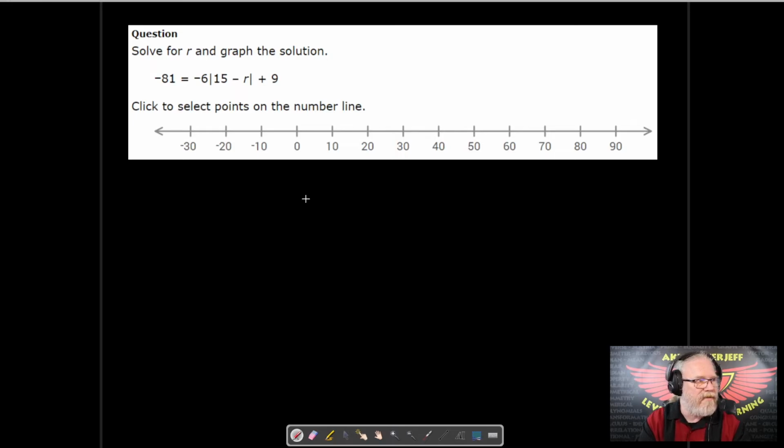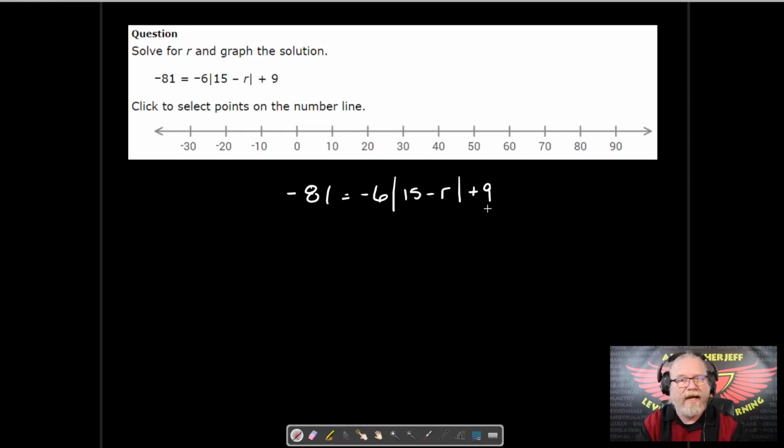And here I have negative 81 equals negative 6 times the absolute value of 15 minus r, and to that we have to add 9. So we've got a few steps here to do, right? We've got to get this absolute value of 15 minus r by itself. That is to say, we have to isolate it. But it's being multiplied times negative 6, and to that value is also being added the value of 9. So we need to undo the addition before we can deal with that multiplication over there. So let's go ahead and subtract 9 from each side.